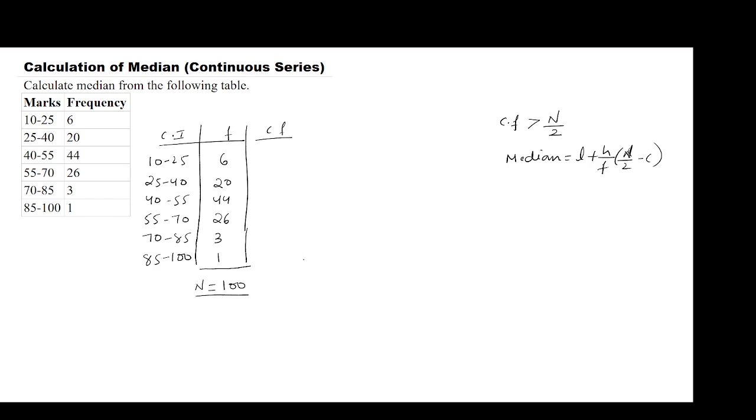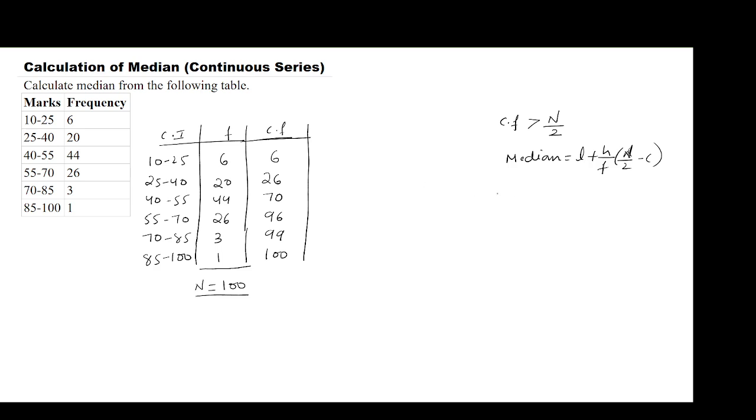Hope in the previous video you might have understood the calculation of cumulative frequency. First value remains the same, that is 6. 6 plus 20 is 26. 26 plus 44 is 70. 70 plus 26 is 96. 96 plus 3 is 99. 99 plus 1 is 100. This is how the cumulative frequency should be calculated.